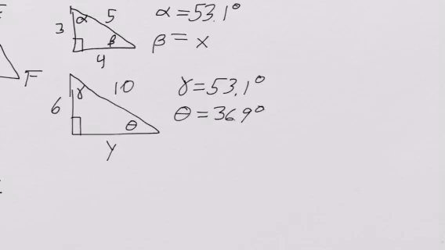X is the easy one, because we know the corresponding angles have to be congruent. We know that angle theta is 36.9 degrees. That has to be congruent to angle beta, so therefore x has to equal 36.9 degrees. So now y is where we're going to have to set up that ratio. So we're going to say that 6 over 3 is equal to y over 4.